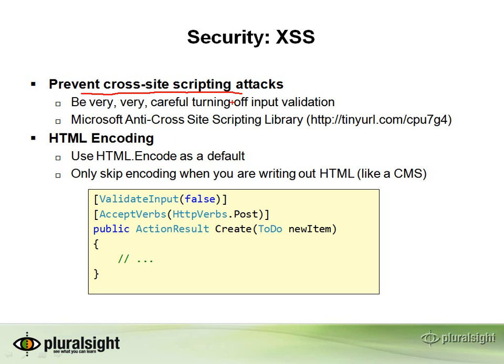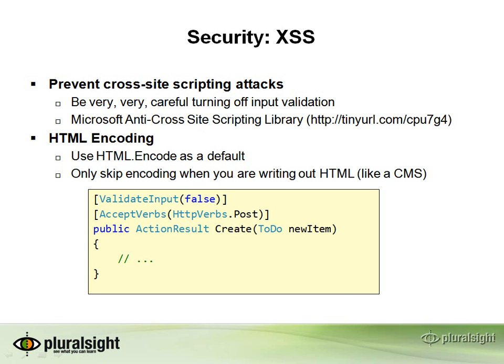Fortunately, ASP.NET has a feature built in called request validation or input validation that will stop most cross-site scripting attacks in their tracks. But there are scenarios where you may want to turn off input validation. You have to be extremely careful when you do this. In an MVC project, you can turn off input validation by using this validate input attribute and giving it a false parameter.